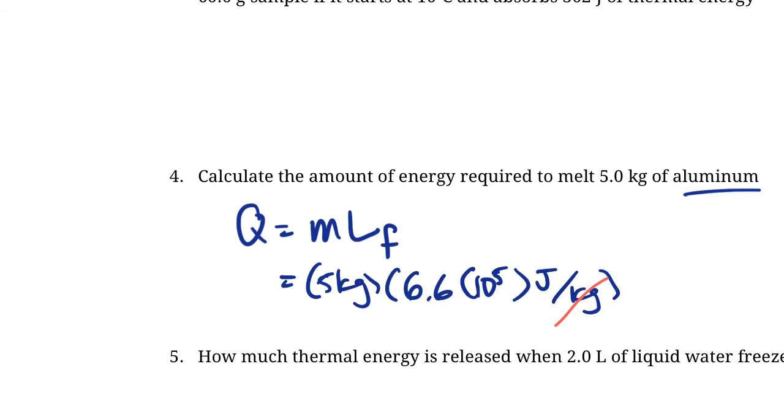Notice what happens with those. They cancel out. So we can just multiply. And if we multiply 5 times 6.6 times 10 to the 5, we get a large number. 3 million, oops, I should do this in this color. 3,300,000 joules. Or we can write that as 3.3 megajoules, or million joules. That's a lot of energy to melt 5 kilograms of aluminum, which is not like a huge amount of aluminum, right? It takes a lot of energy to melt stuff.